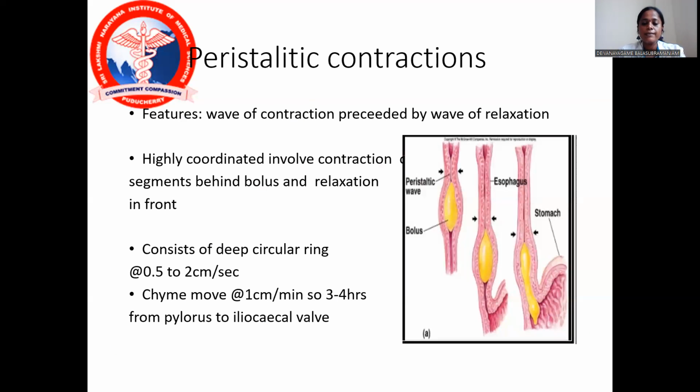And the next one is about peristaltic contraction. It features a wave of contraction preceded by a wave of relaxation, so it is highly coordinated. It involves contraction of one segment behind the bolus and relaxation in front. It consists of a deep circular ring moving at around 0.5 to 2 centimeters per second, and the chyme moves at 1 centimeter per minute, so 3 to 4 hours from the pylorus towards the ileocecal valve.